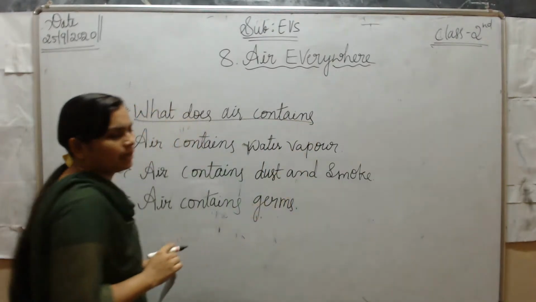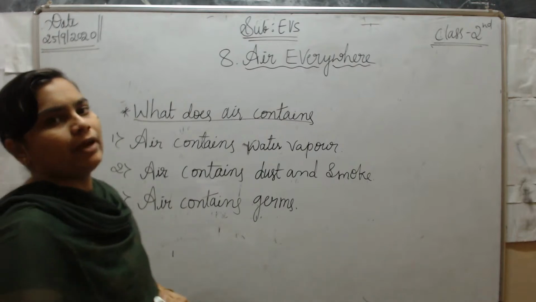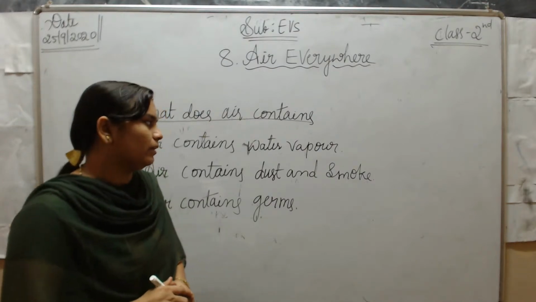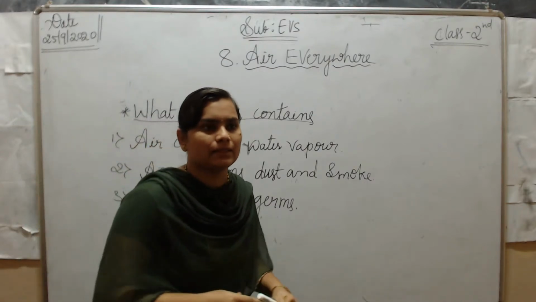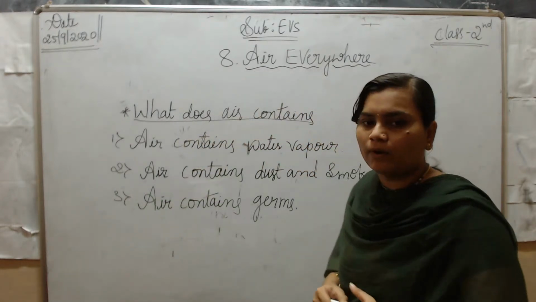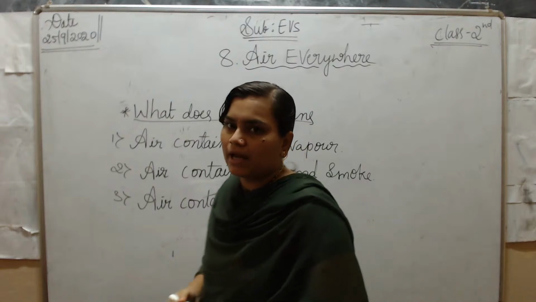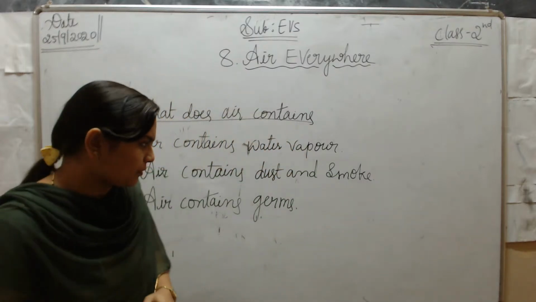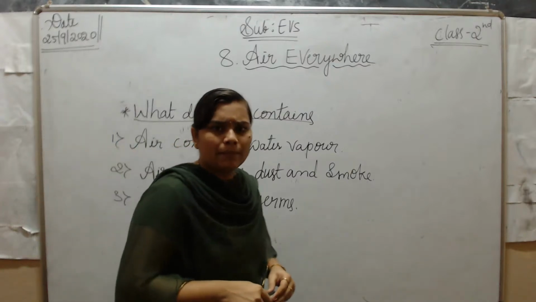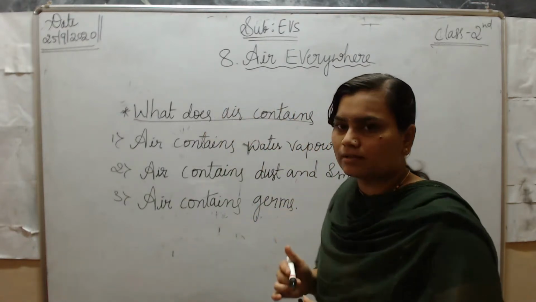This is what air contains. Air contains water vapor. When we boil water, steam comes out from the water. We call that water vapor, and it mixes with the air. This shows that air contains water vapor. And air contains dust and smoke, the waste that comes from factories and vehicles. This dust and smoke mix with the air.